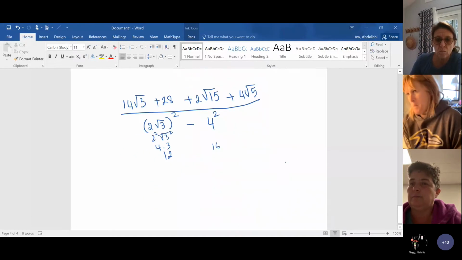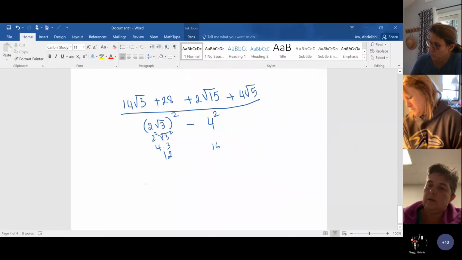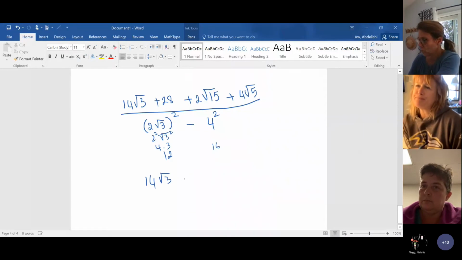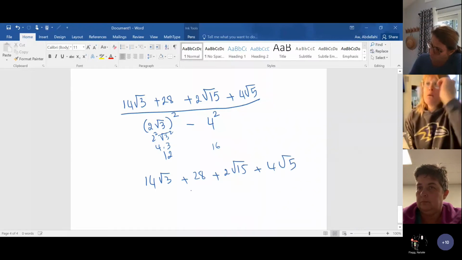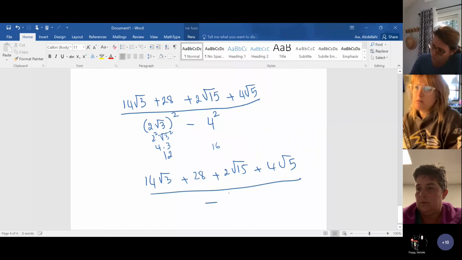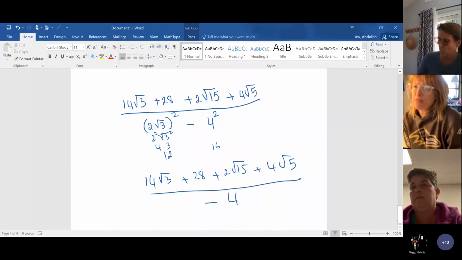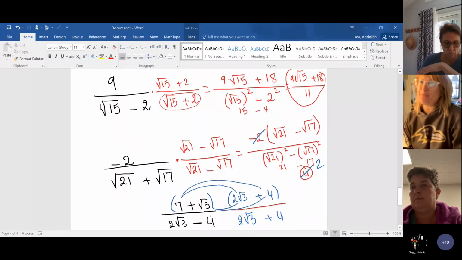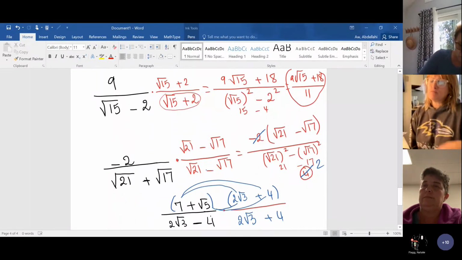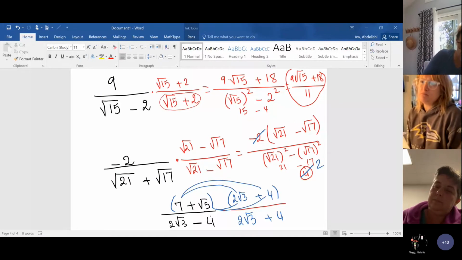So my final answer will be 14 root of 3 plus 28 plus 2 root of 15 plus 4 root of 5, all over negative 4, right? You see here also you can simplify by 2, etc. But our goal is just to show you that we have to multiply by the conjugate of the denominator. Multiply and divide by the conjugate of the denominator.